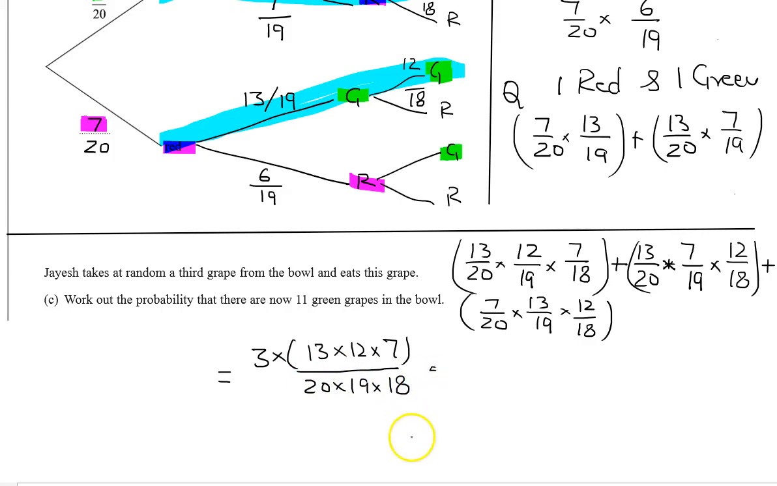So that is going to be, if you calculate, this is 91 over 190. So this is approximately 0.47894. So this is the answer we are looking for. Either it is 91 over 190 or this.